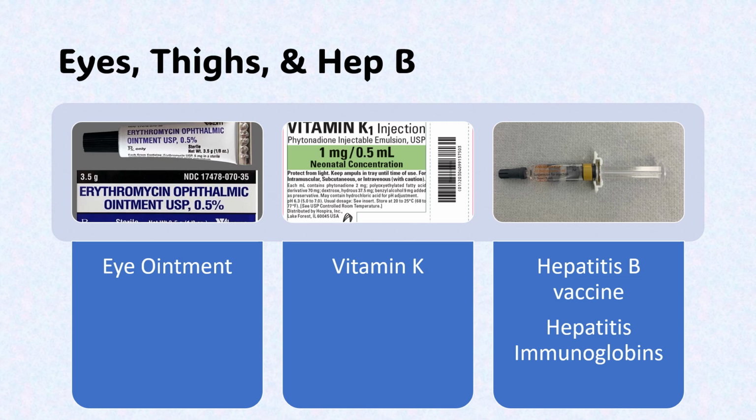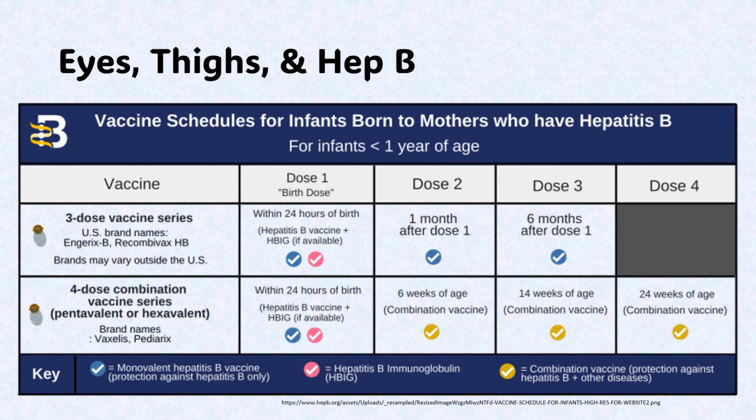Universal vaccination with the hepatitis B vaccine has caused the overall incidence of the virus to decrease by 75% in children from 1990 to 2004. It is recommended that all infants receive the hepatitis B vaccine. A first dose should be given to all infants born to hepatitis B negative mothers within 24 hours of birth.